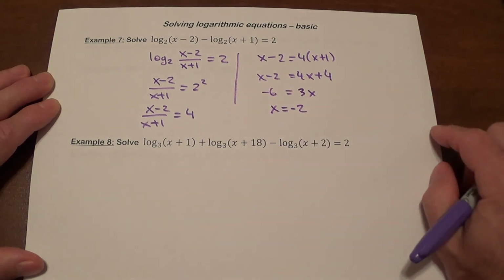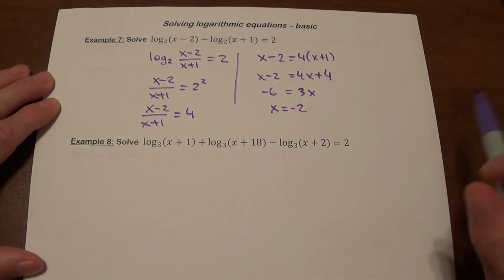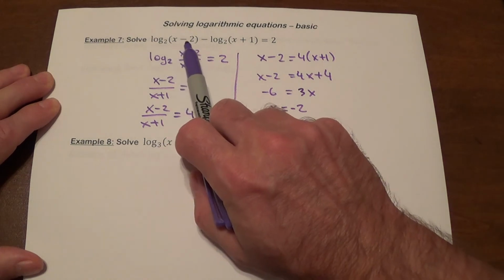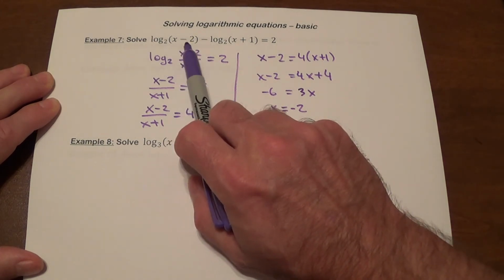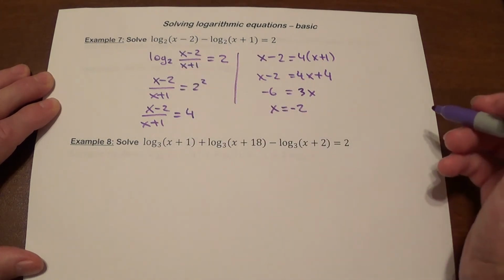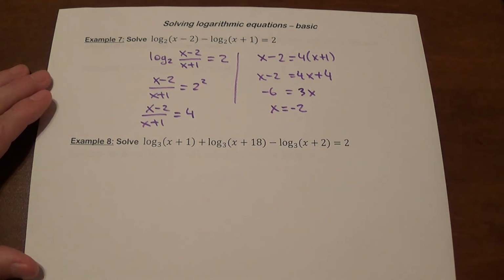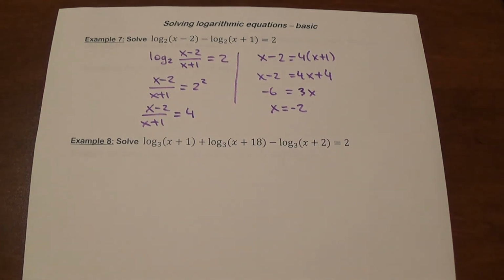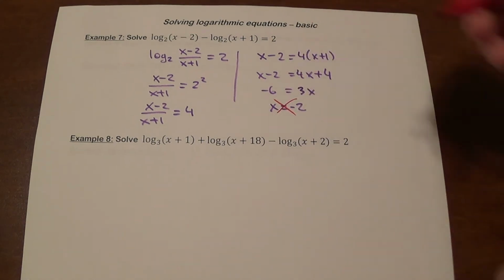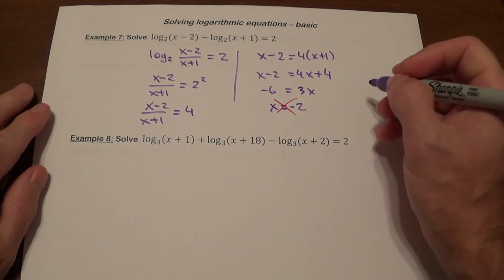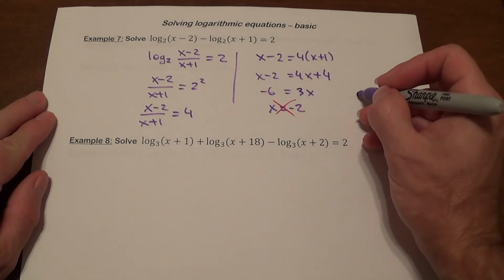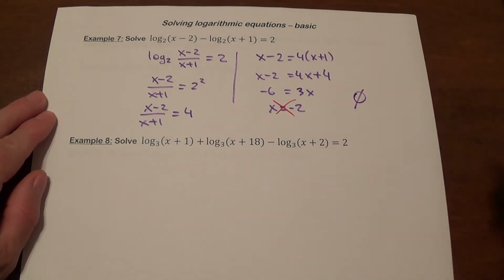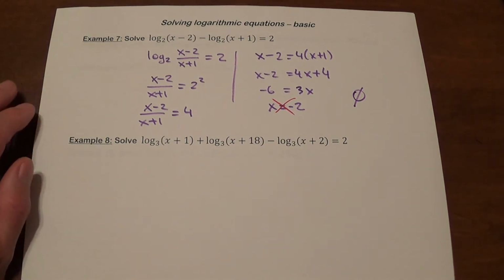So can we use negative 2 in the original equation? Well, right here, negative 2 minus 2 will give you negative 4. That is not good. So this is an extraneous solution. It's the only one we have. We're going to have to reject it because it does not give us a positive value inside of logarithms, and so the answer here is going to be no solution.